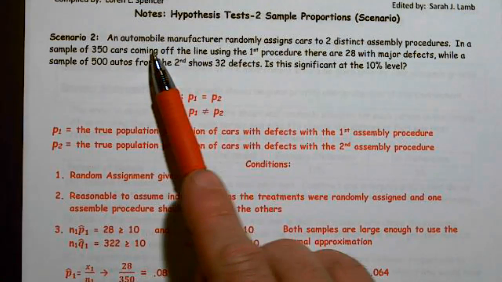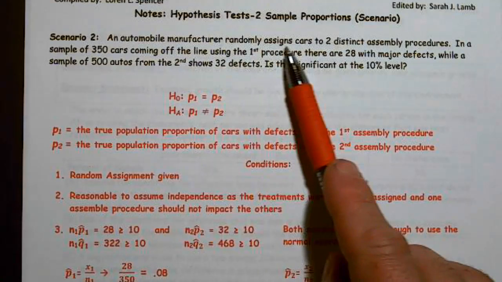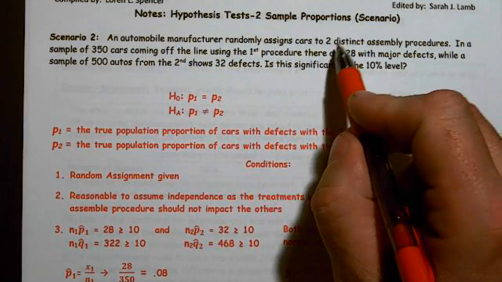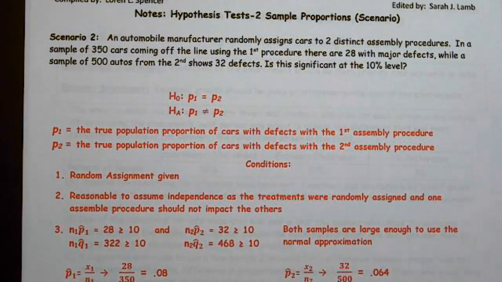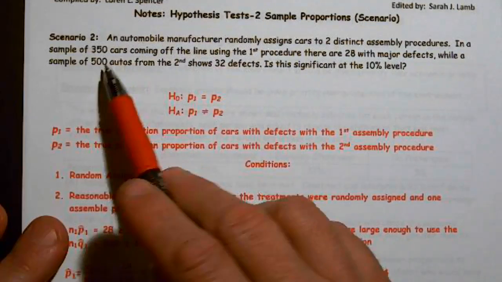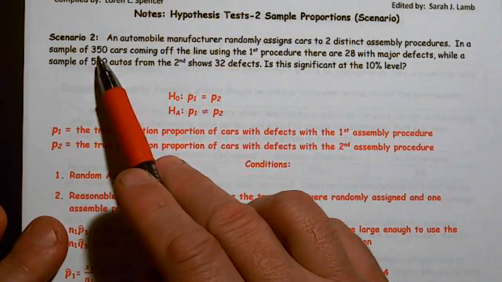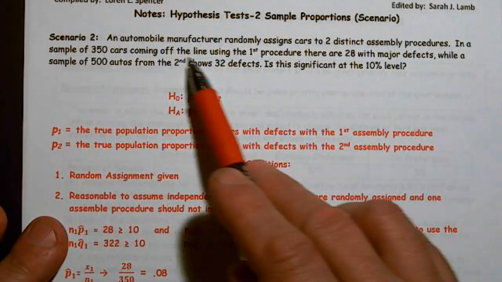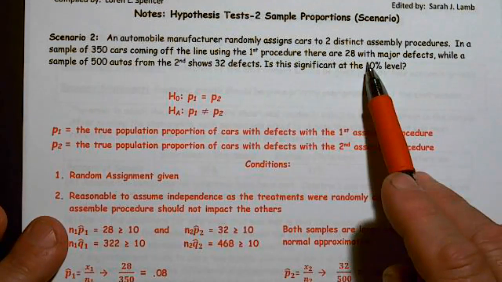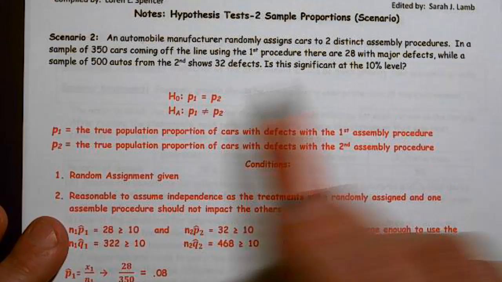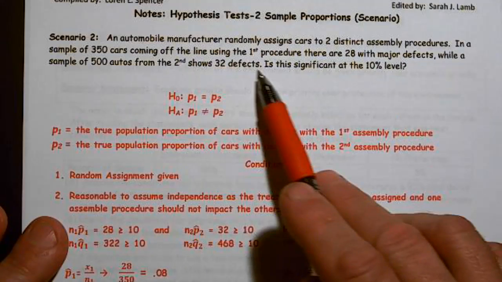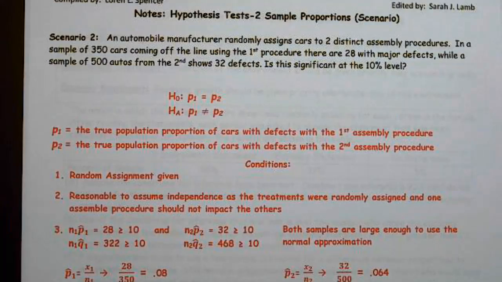An automobile manufacturer randomly assigns cars to two distinct assembly procedures. Hey, we have two separate groups. That tells me I'm probably working with a two sample means or two sample proportions. In a sample of 355 cars coming off the line using the first procedure, there are 28 with major defects, while a sample of 500 from the second shows 32 defects. Hey, we didn't have an average number. So since it's not an average, this can't be a test for means.